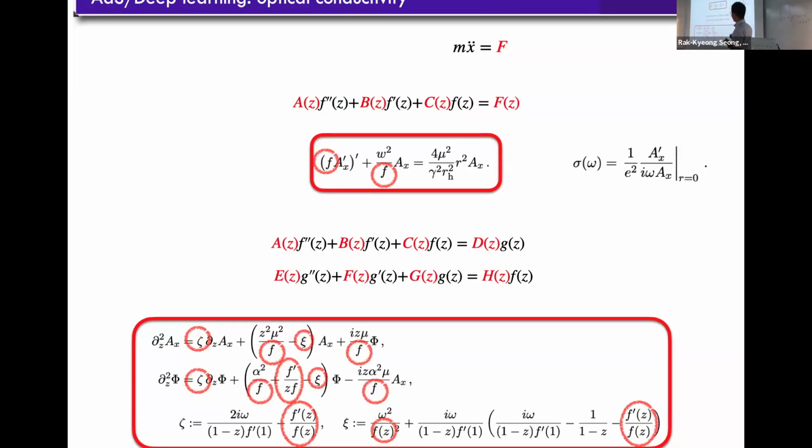That means I can solve this. Let me generalize this. Now this is a coupled equation, but I have more unknown coefficients. And I also have two functions, f and g, which are coupled. And this is an example of this general form.